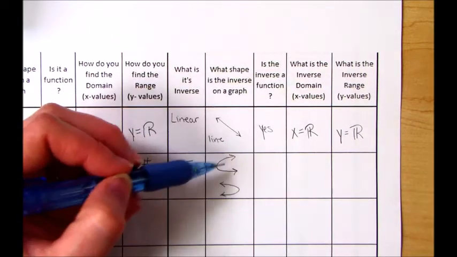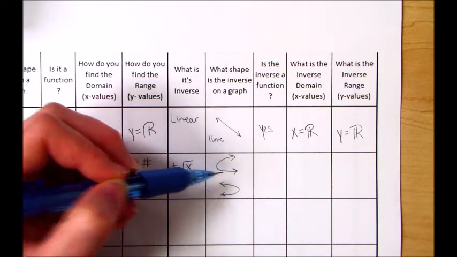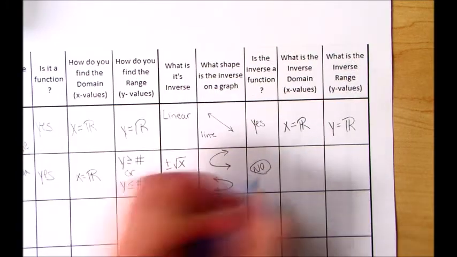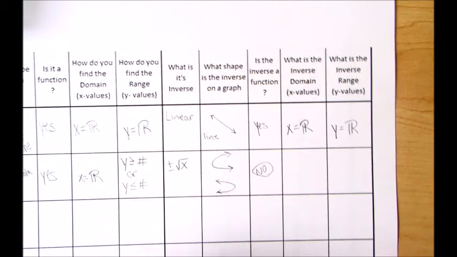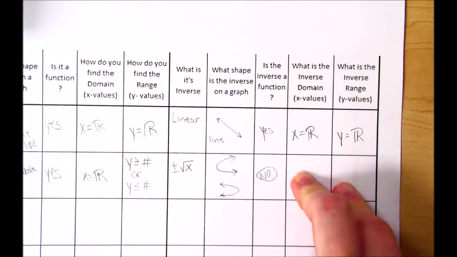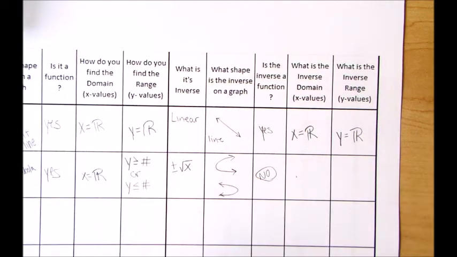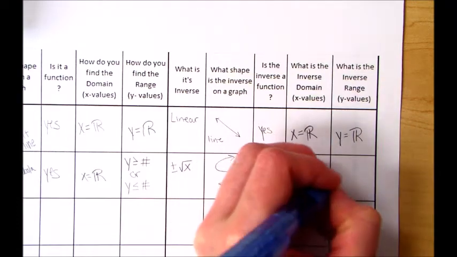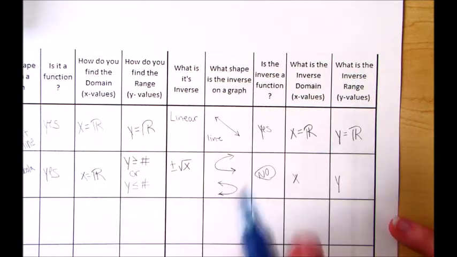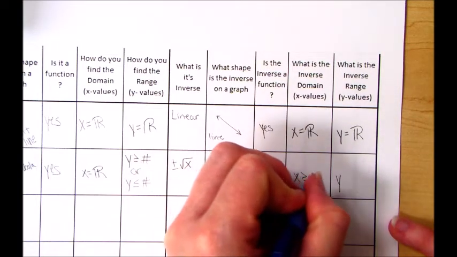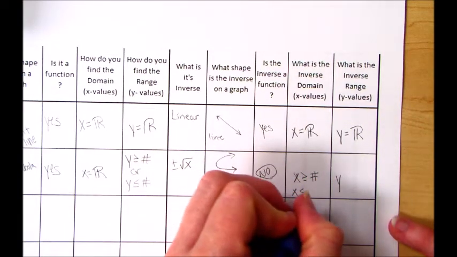Because it's horizontal, if I draw a vertical line, it is not a function because a vertical line would touch twice. Now remember what I said about the inverse domain and ranges. It's still x and y, it always is. Domain is always x, range is always y. But the domain gets this property. So it's either x is greater than or equal to a number, or x is less than or equal to a number.